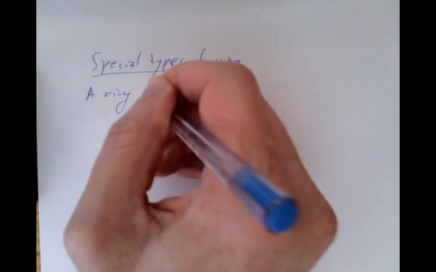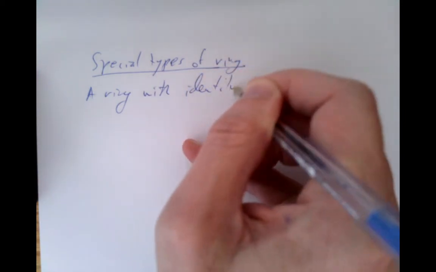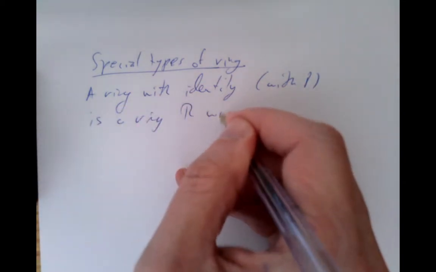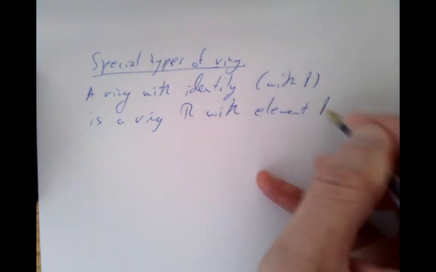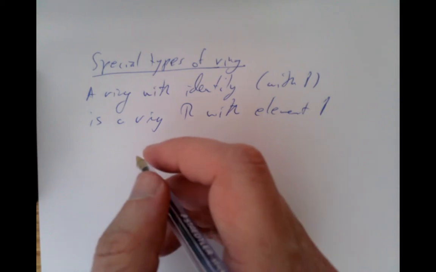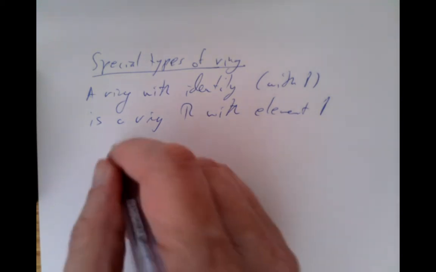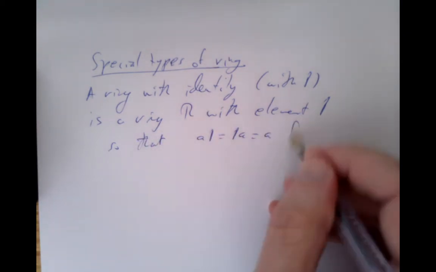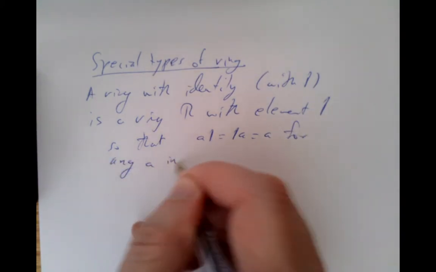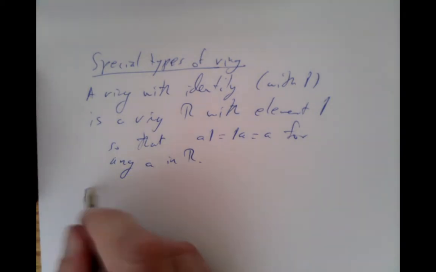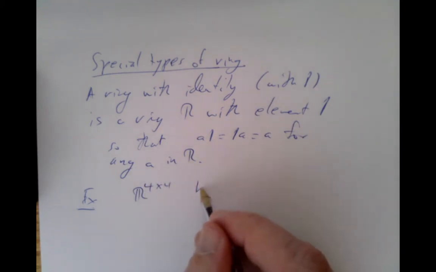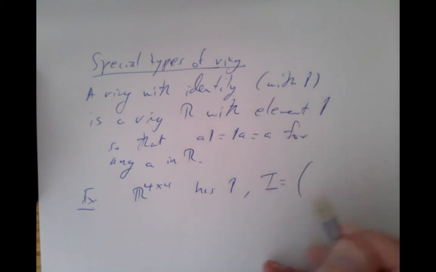A ring with identity, sometimes also called a ring with one, is a ring R with an element called one, which we'll always write as 1, although, for instance, for matrices, it'll be the identity matrix, so that A times 1 is 1 times A is A for any A in the ring. So, again, as an example, if we took the real 4 by 4 matrices, it has a 1, which is the identity matrix you're familiar with: zeros everywhere except the ones down the diagonal.